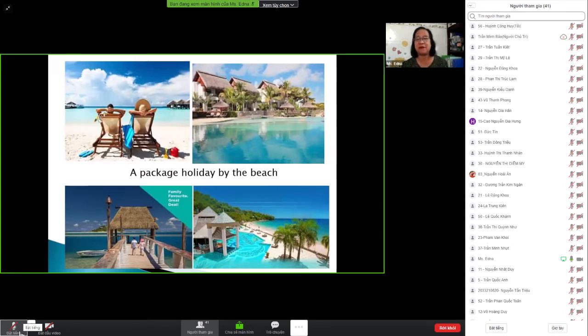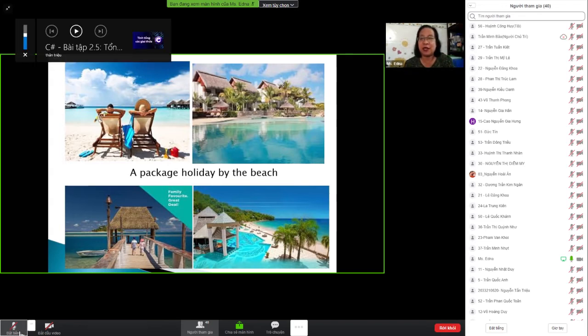Okay, these are the 5 kinds of holiday. I want you to remember them. There's one question in the speaking test that will relate to this kind of holiday, so you have to remember. There would be a question like, would you like to do a camping holiday, a package holiday by the beach, or another kind of holiday, just something like that in the speaking test. So you have to be ready with this vocabulary on the kinds of holiday.